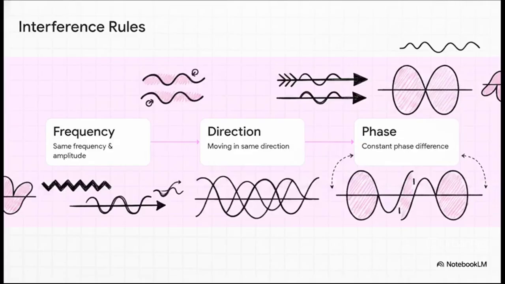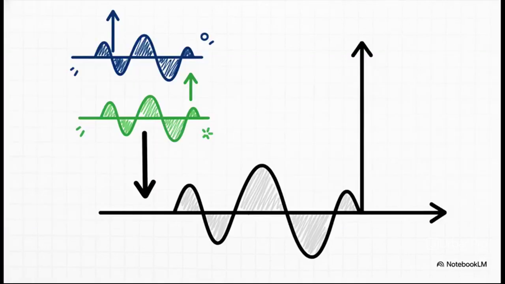First, the two waves need the exact same frequency and roughly the same amplitude. Second, they've got to be moving in the same direction. And third, they need a constant phase difference, meaning they have to stay perfectly in sync with one another over time. When these waves occupy the same medium at the same time, we apply the core rule of superposition.